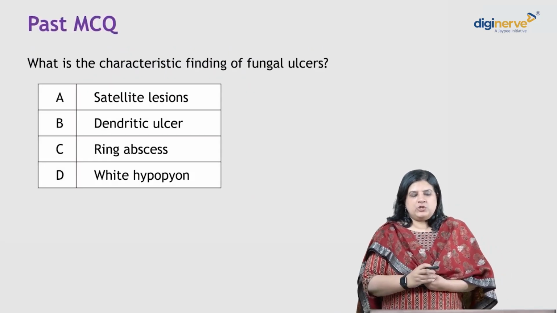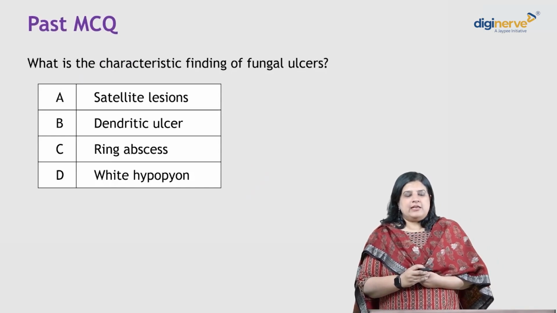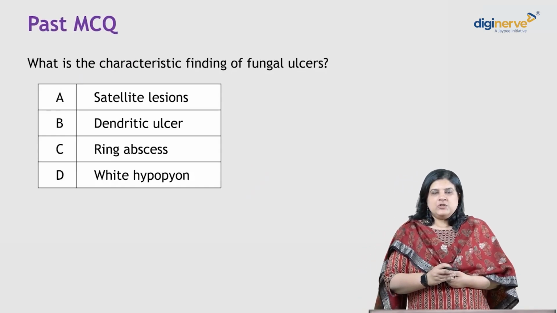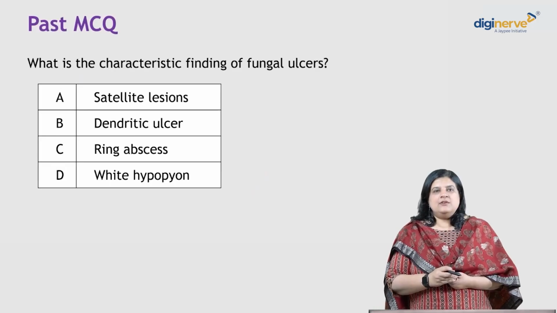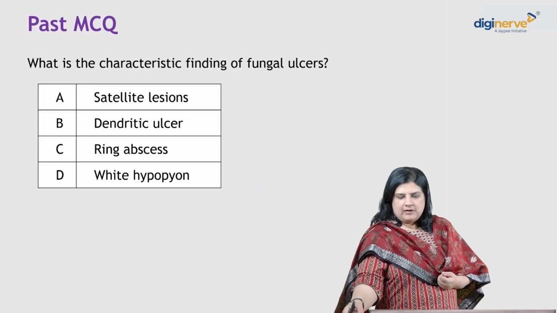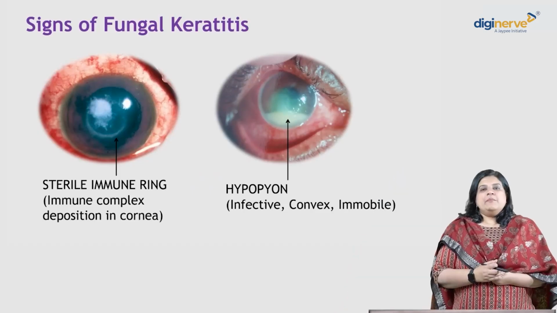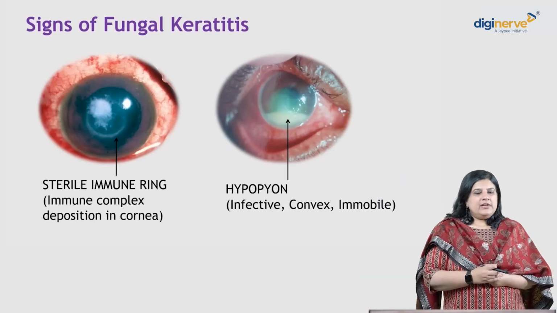The next question talks about characteristic features of fungal ulcers: satellite lesions, dendritic ulcer, ring abscess, or a white hypopyon. What do you think? Before I go on to the next slide, just prep up the answer in your mind. Remember the signs of fungal corneal ulcer?